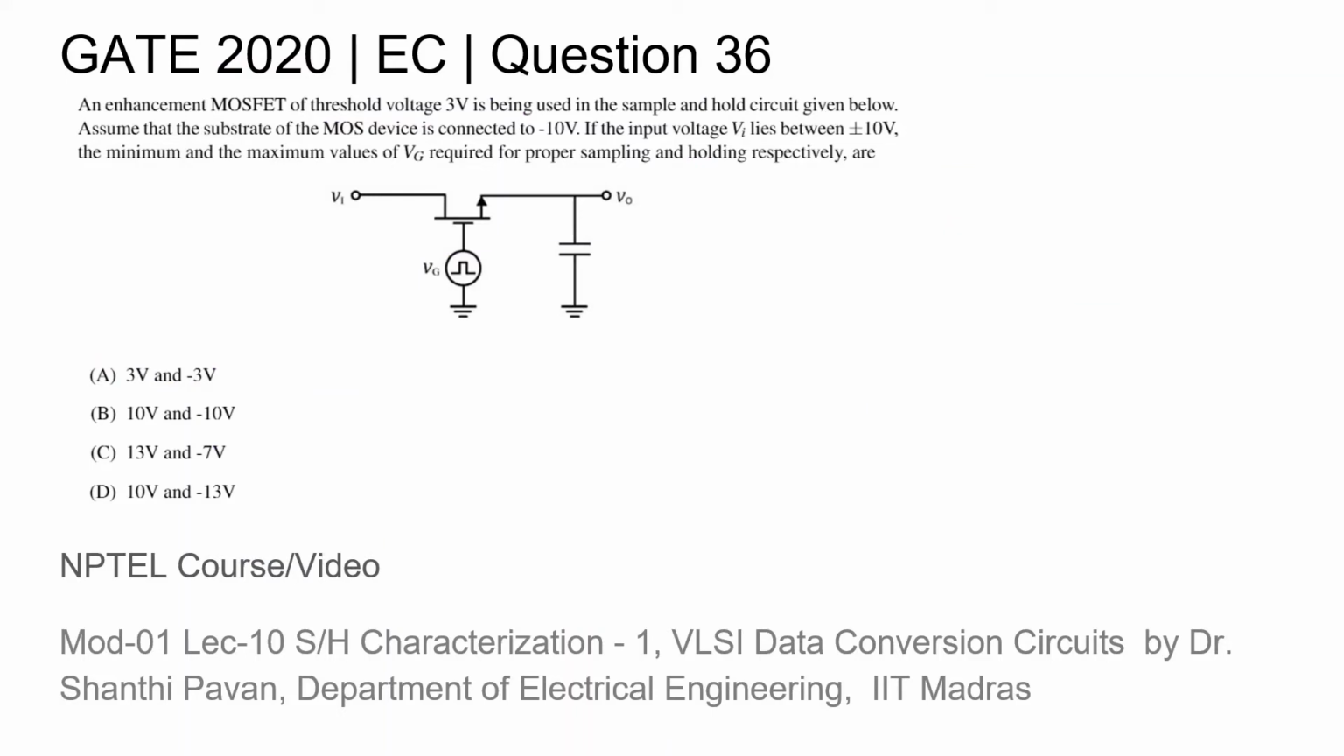This is question 36 from the GATE 2020 EC paper, where we are provided an enhancement MOSFET with a given threshold voltage, and it is used as a sample and hold transistor. We are asked to find out what the minimum and maximum values of VG are required for proper sample and hold operation. Underneath the question, you will find the title of the NPTEL course or video that is relevant to this question.